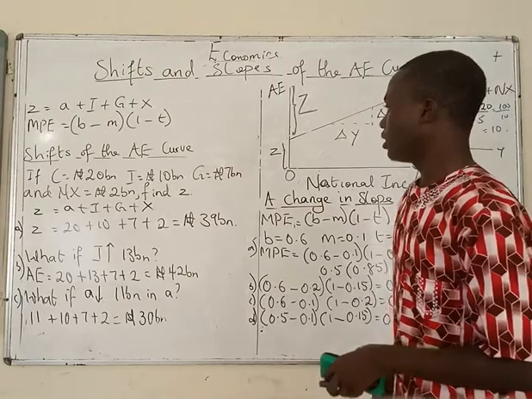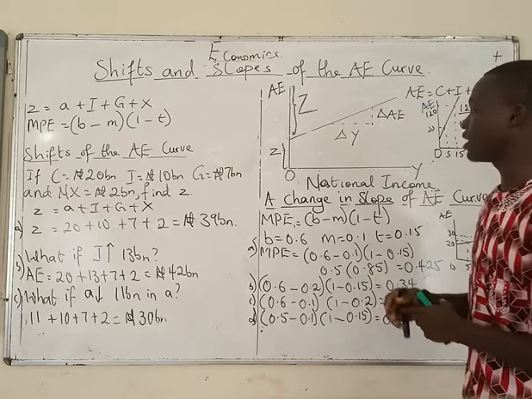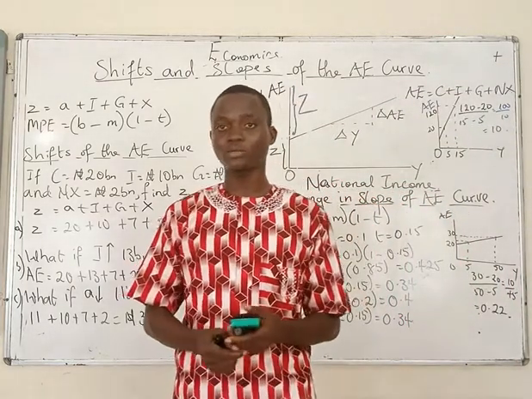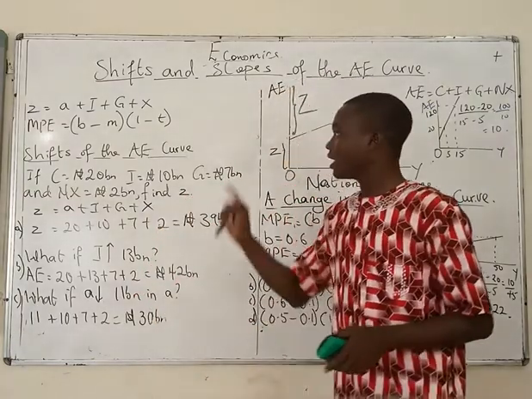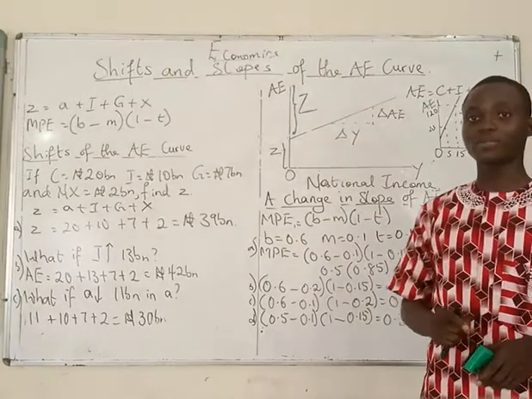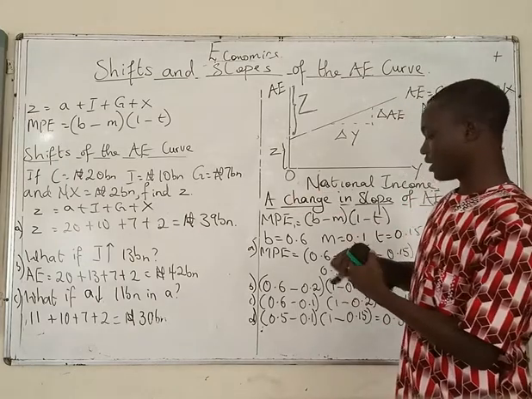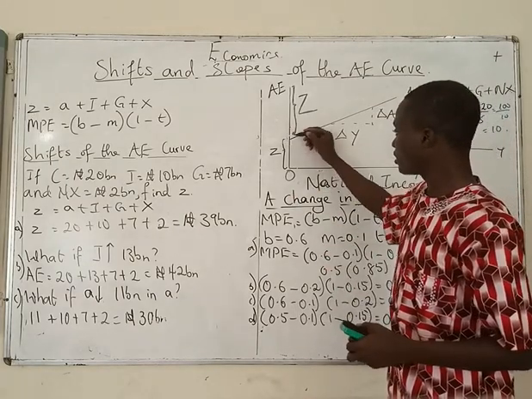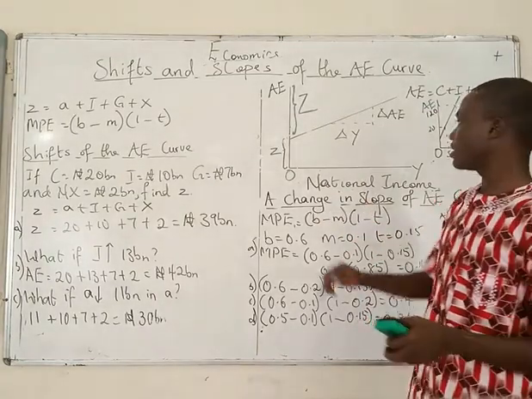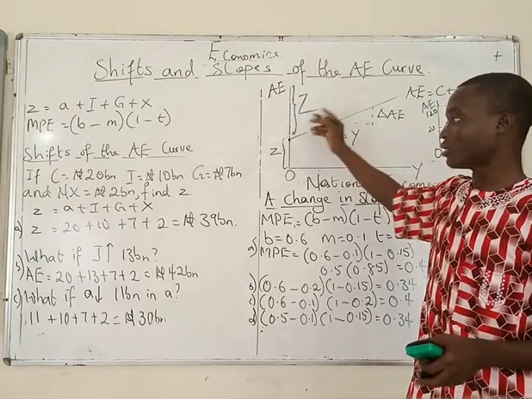Okay, so here we have the shift of the AE curve and slope of the AE curve. When talking about the shift of the AE curve, AE is aggregate expenditure. I was saying then that it is a change in autonomous expenditure that leads to a shift of the aggregate expenditure curve. Now, what do I mean? If we say that from here to here represents the autonomous expenditure, it simply means whatever the autonomous expenditure is, this is the vertical intercept. So that's what we mean.